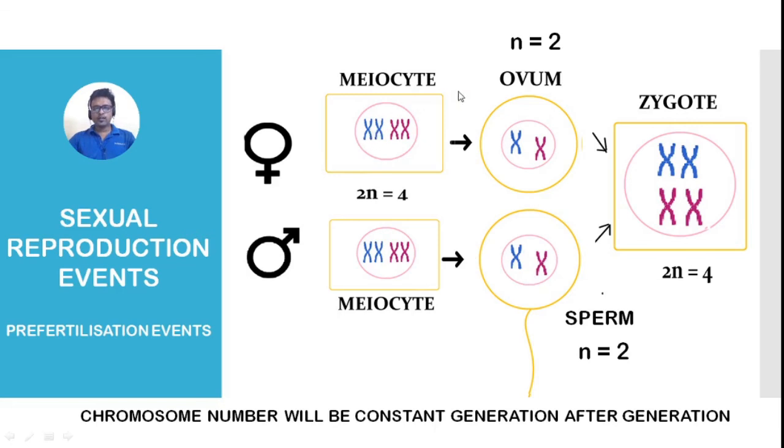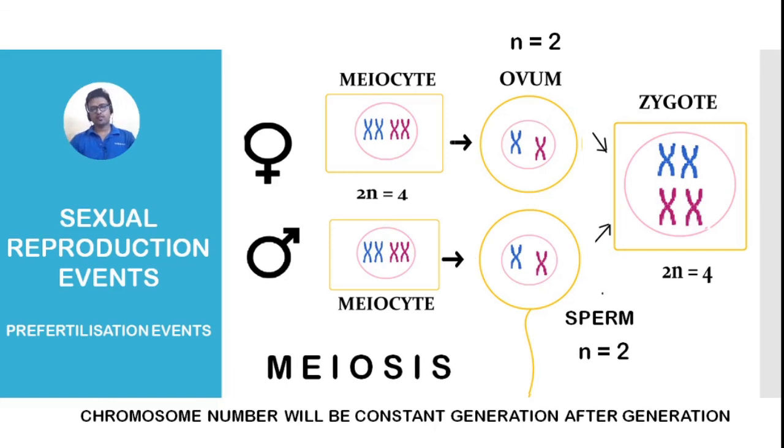Actually, look closer. From this blue pair only a blue chromosome came, and from this red pair a red chromosome came. That means from each pair only one chromosome came, and from the male myocyte also, from this blue pair a blue chromosome came, and from this red pair also a red chromosome came. So from each pair only one chromosome is selected.